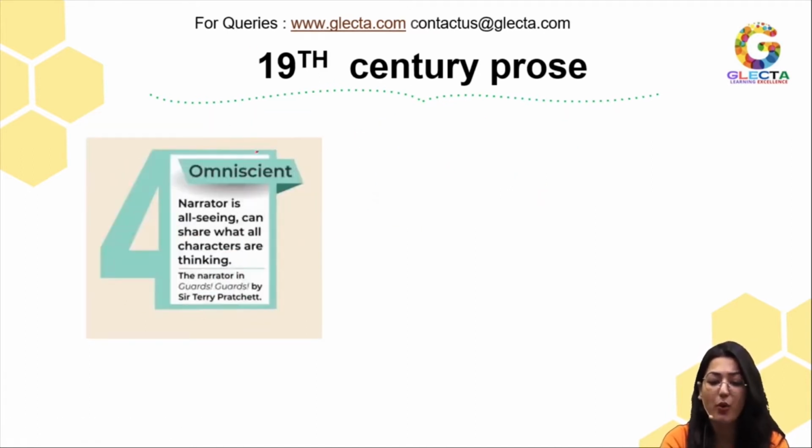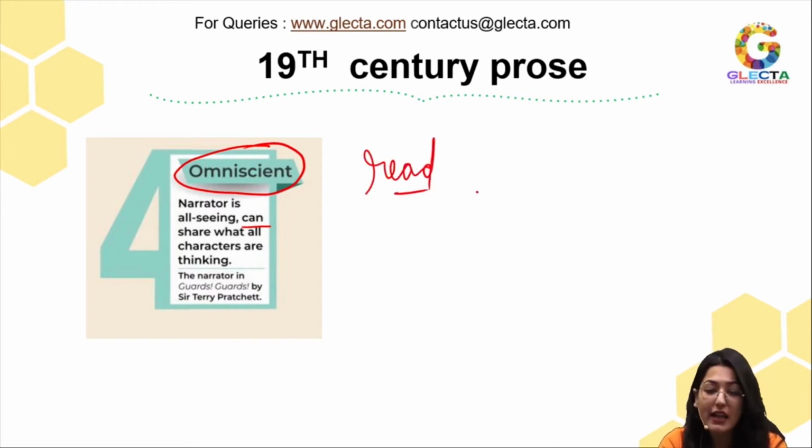Now next, moving to the omniscient. The omniscient type of narrator is a narrator who can actually read the minds of the characters, meaning what the characters are thinking, right? So that is the omniscient narrator. In this novel, we are going to discuss that the things said by the narrator are related to the thoughts of the characters.